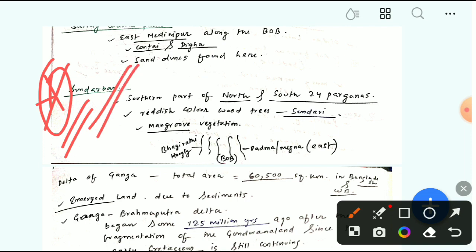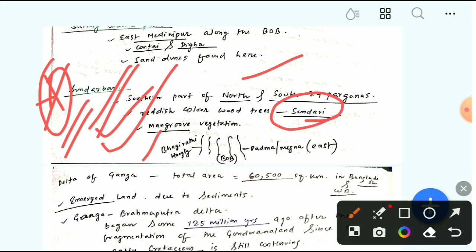So Sundarban, it is the southern part of North and South Dinajpur, that is towards the south region of West Bengal, and reddish color wood trees are there, very famous. The name of the tree is Sundari tree. Mangrove vegetation is mainly found here. So we see Bhagirathi, Hooghly, Bay of Bengal. Here Padma or Meghna, which comes from Brahmaputra. So here it is Ganga. So it is between Ganga and Brahmaputra, which flows to the Bay of Bengal. This region is called Sundarban.